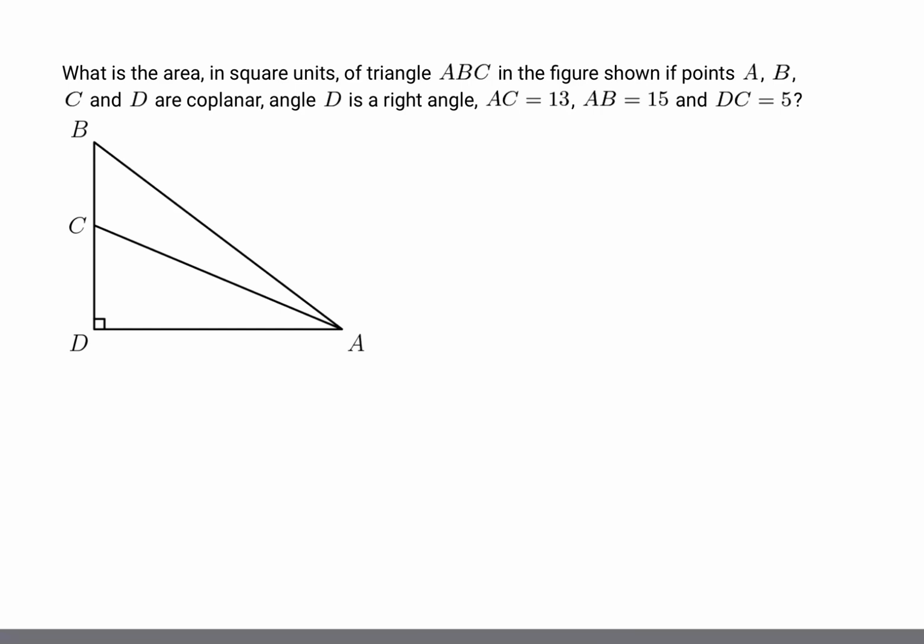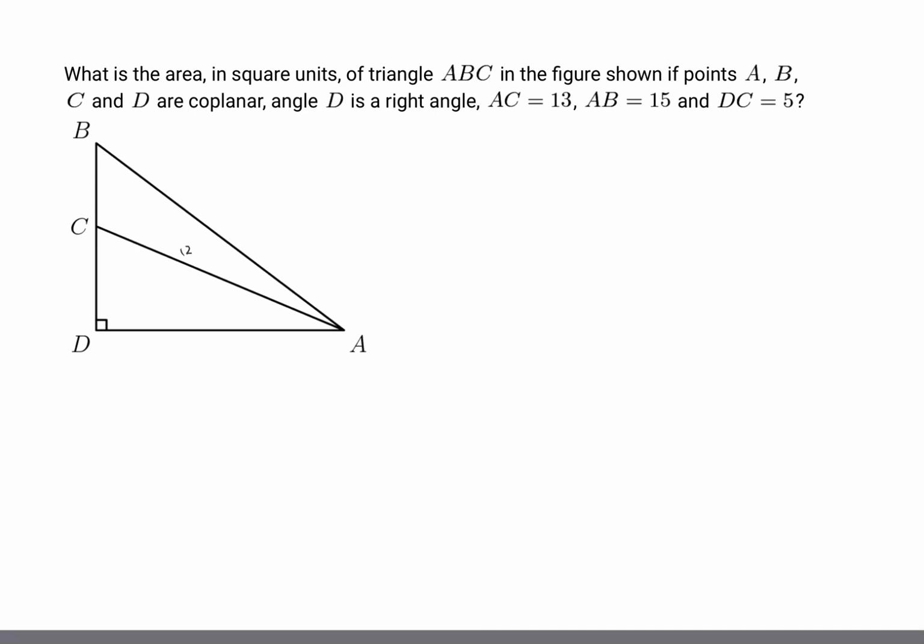So we know that AC equals 13, and AB equals 15, and CD equals 5. All right. If we look at this, we remember that 5, 12, 13 is a Pythagorean triple, right? Do you remember that we said this? We know that 25 plus 144 equals 169. So this is 12.